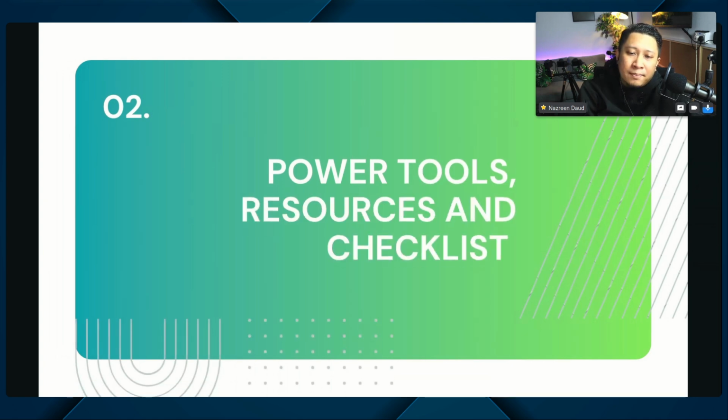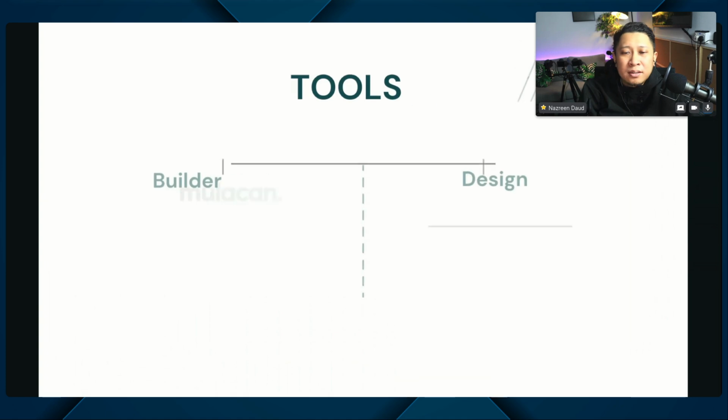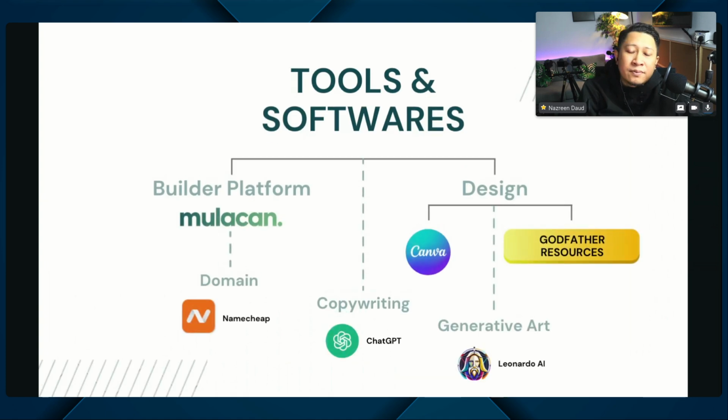So, power tools. I'm not dwelling too much on this because this is just a preview of what exactly the one page playbook is. This is how it works for creating a simple one page website. You start with Mulacan, download the domain using Namecheap, and for copywriting, ChatGPT is my way. Download the paid version of ChatGPT, because if you don't, you'll get version 3.5, and it is not as solid as the latest one, ChatGPT 4.0.